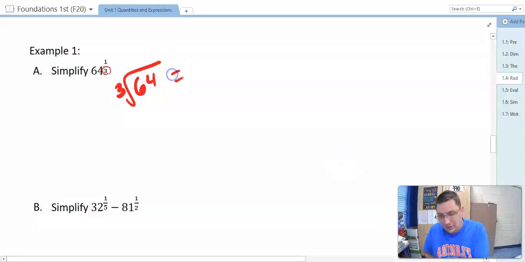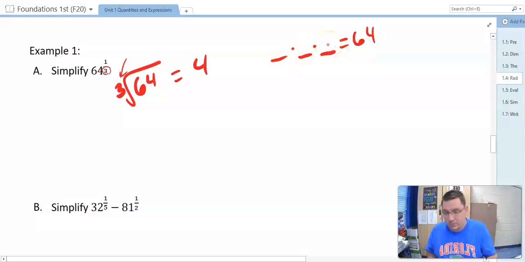Now, if we do want the answer here, the cube root of 64 is 4, because 4 times 4 times 4 is 64. Because when we do cube root, we're looking for 3 times together to give us this number. And again, all three of these would be the same value.